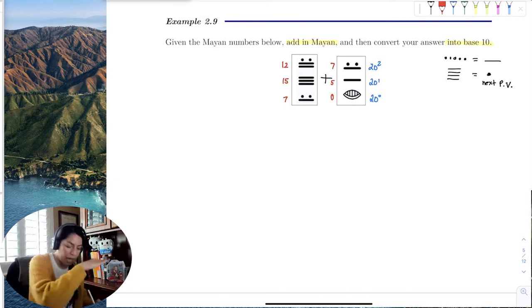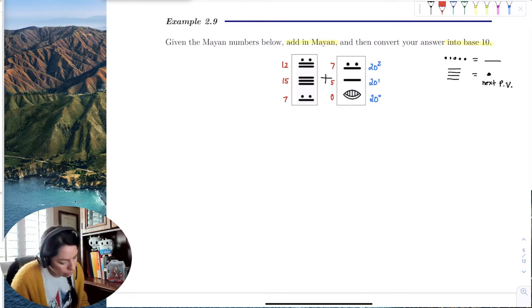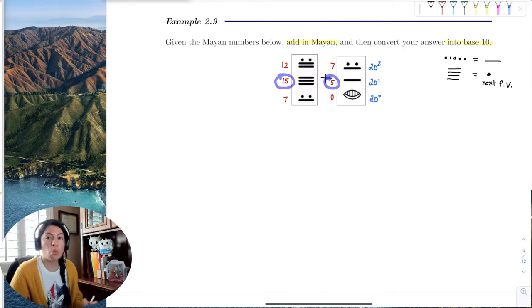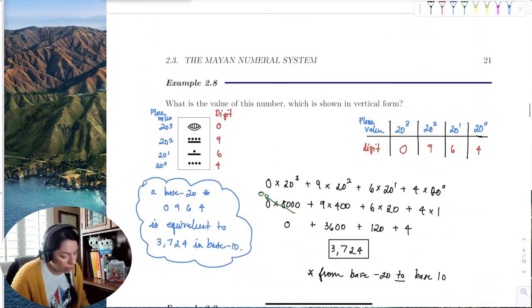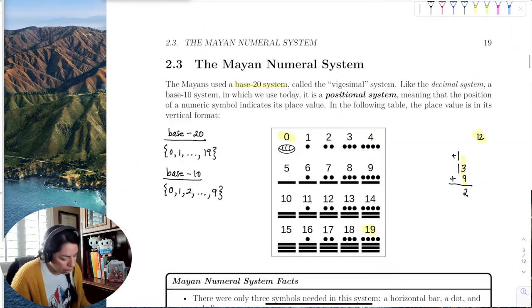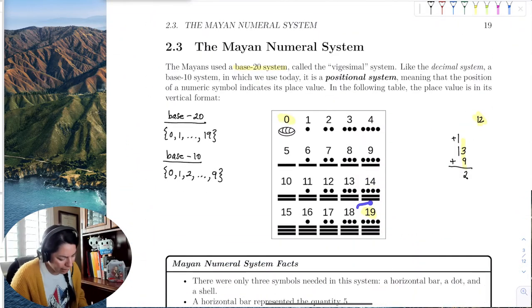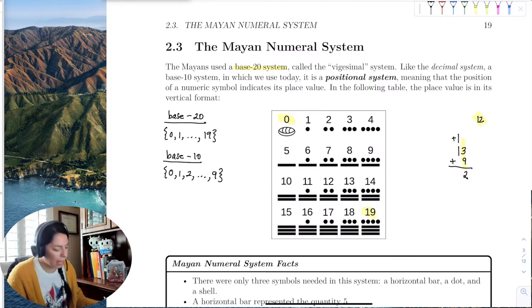So we're going to be adding across. Some of you are like, well, just add across. Well, I really can't, because 15 plus 5 is 20, and 20 is not in the base system. 0 through 19 is. So what do I do when I go past 19? Just like when we're adding in base 10, we have to carry over something into the next place value.